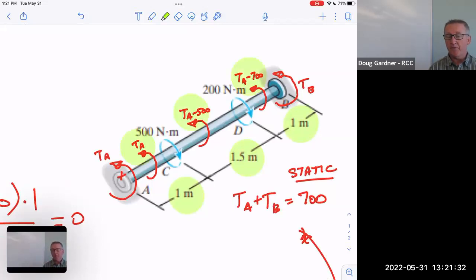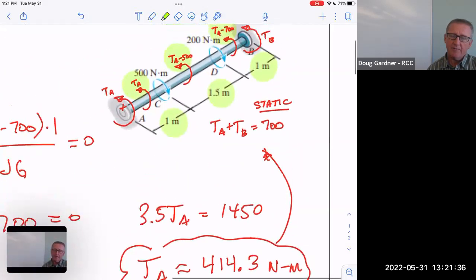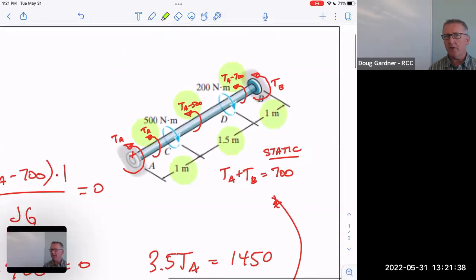Yeah. It's not four torques, 414, 285, 500, and 200. If I thought that, then I'd say, oh, 500 is my biggest one. But 500 is not happening. It's happening right at that point, but it has other torques around it. Does that make sense?